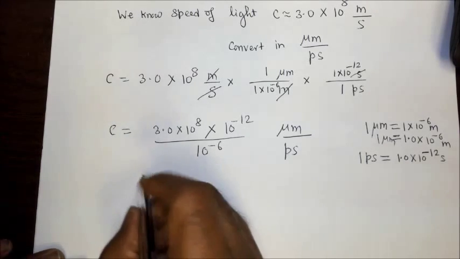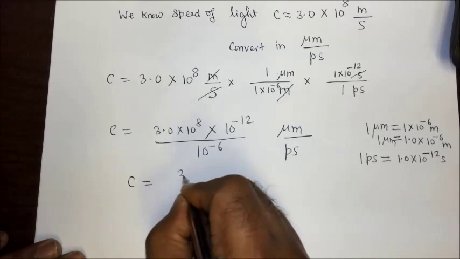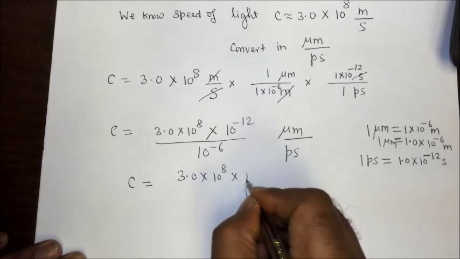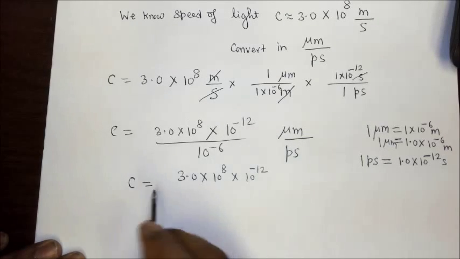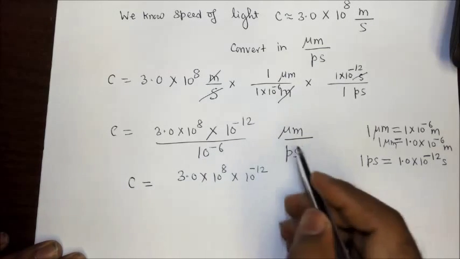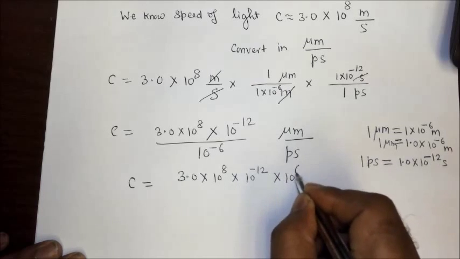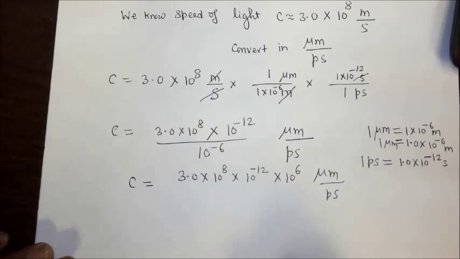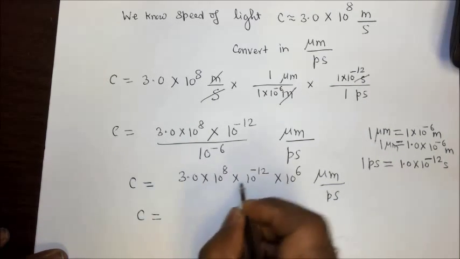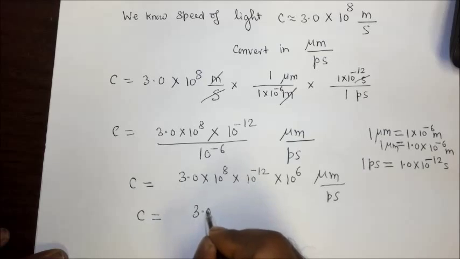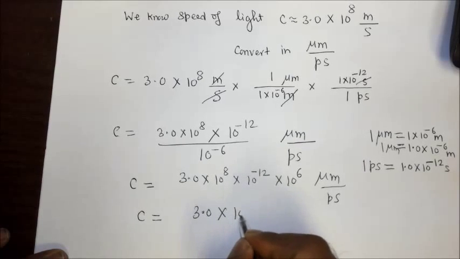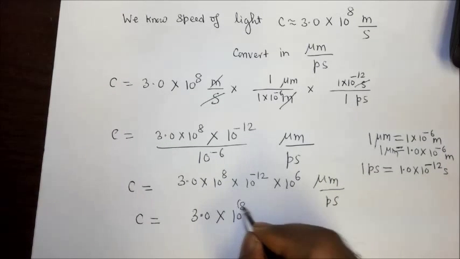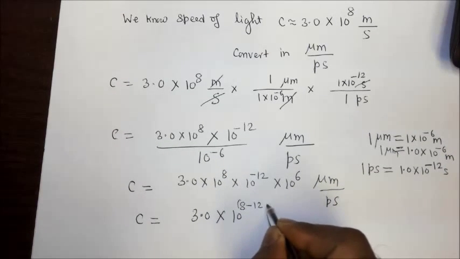Okay, so this gives you C is equal to 3.0 times 10 to the power 8 times 10 to the power minus 12. If this one goes up, it becomes 10 to the power plus 6 micrometer per picosecond. So C equals 3.0 times 10 to the power 8 minus 12 plus 6.